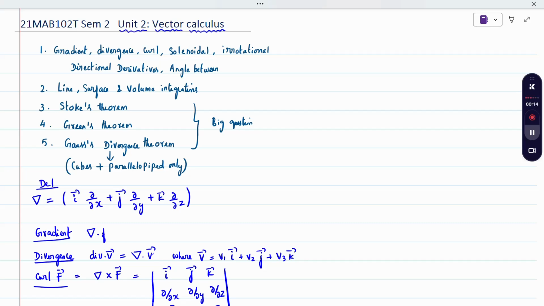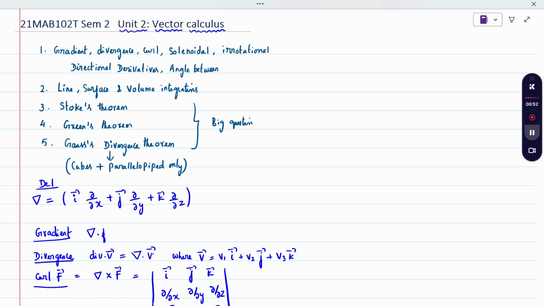So it's nothing but gradient, divergence, curl, solenoidal, irrotational, directional derivative, angle between. So these are the small topics to be covered, which is the basic of your vector calculus. And second topic is nothing but line integral, surface integral and volume integral. This we have studied in the first unit itself. Line is single integration, surface is double integration, volume is nothing but triple integration. So continuation of that integration.